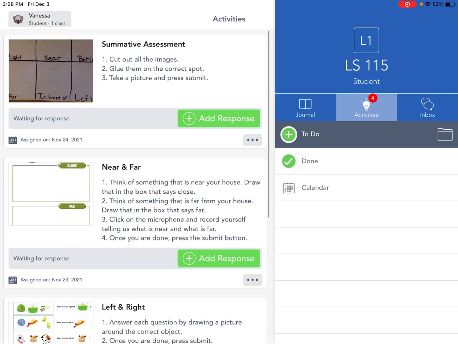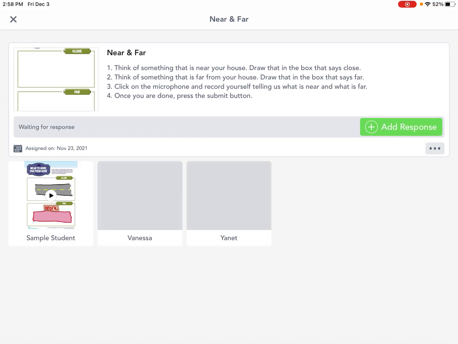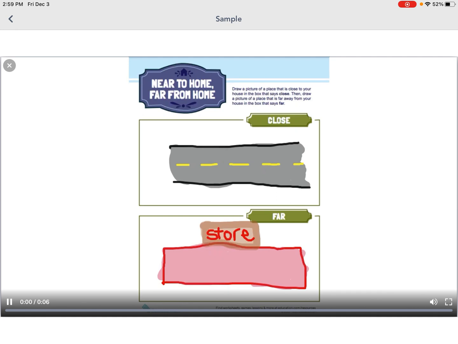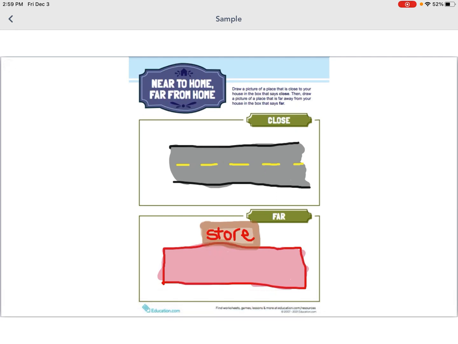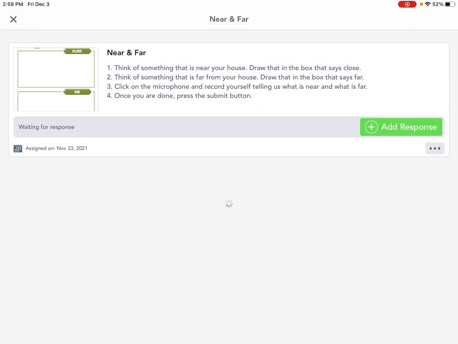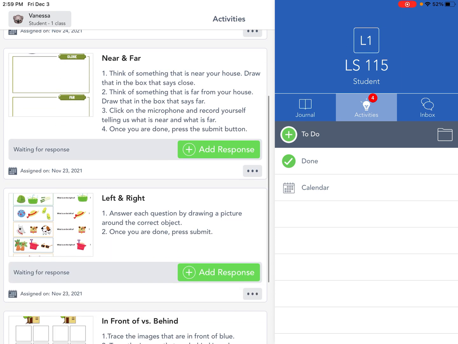I think that this one is a very fun activity that students could work on, and just to give an example of what a student could have submitted would be a road being close and a store being far. And I think that my favorite part is that students can use their microphone in this app and explain their drawing. For example, the road is close to my house, and the store is far from my house. I think that incorporating different apps and learning tools to kindergarten would be a fun way to implement learning.